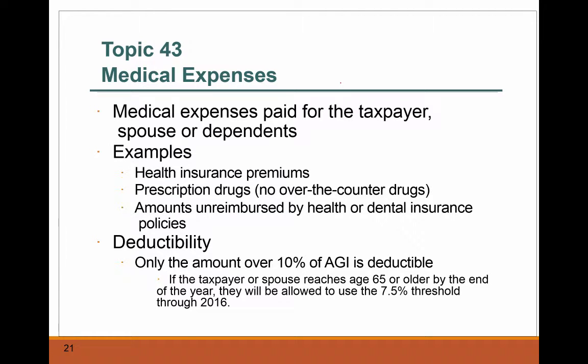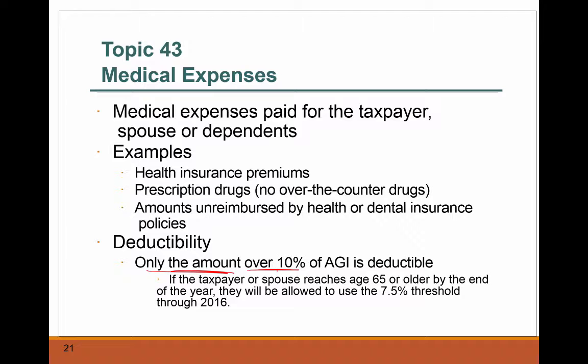For medical expenses that can be paid for you, the taxpayer, or your spouse or any dependents, you have health insurance premiums, you have prescription drugs, but not over-the-counter drugs. You may have some clients try to get you to do that. And then you also have any unreimbursed health or dental insurance. But now only the amount over 10% of the AGI is deductible. So that makes it a little bit difficult.